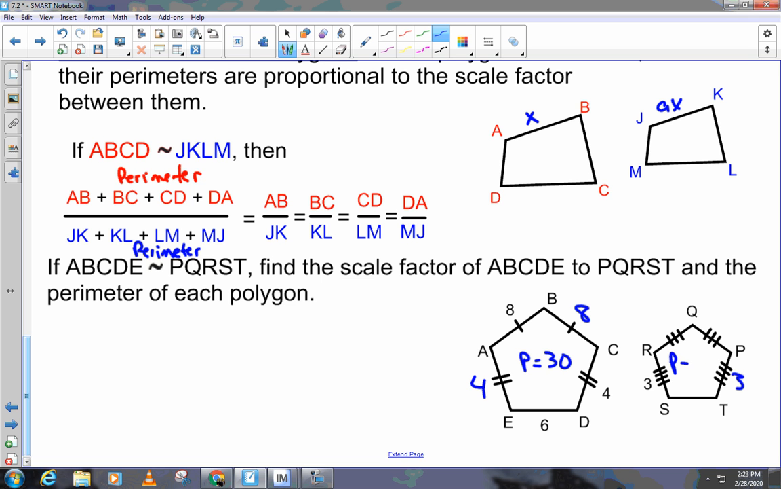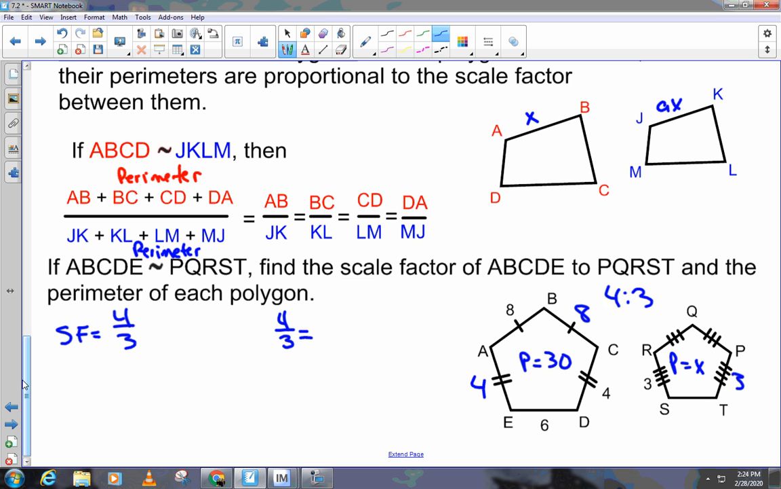So I'm going to let the perimeter just be x. Now it says find the scale factor. So what's my scale factor going to be? 4 to 3. So AE goes with PT, so it's 4 to 3. That's my scale factor. And I can use that scale factor in the perimeters to find the missing perimeter. So since it is 4 to 3, I can say 4 is to 3 as the perimeter of the big one is to the perimeter of the small one.